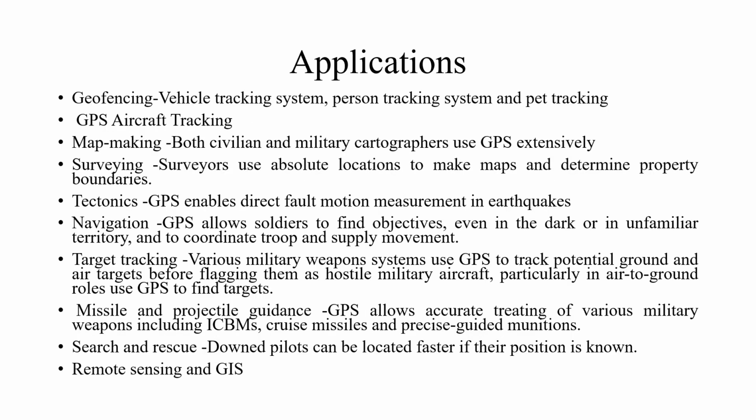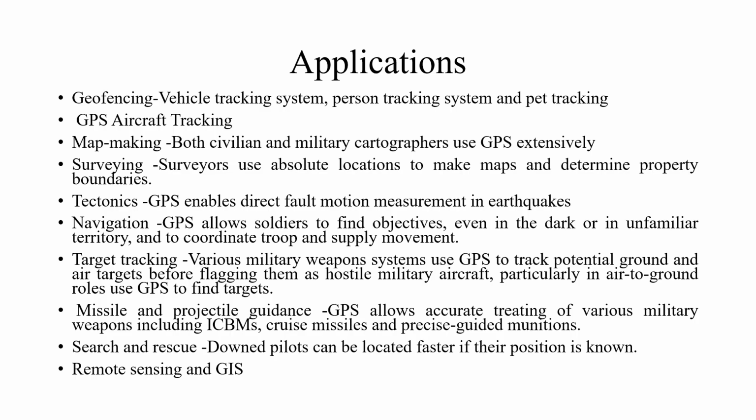Next, applications of this GPS. It is used for geofencing. Geofencing means vehicle tracking systems. Persons can track the system, and there is pet tracking, and GPS aircraft tracking. In map making, both civilians and the military use GPS extensively to identify locations. Surveying means the surveyors use absolute location to make maps and determine property boundaries. In tectonics, GPS enables direct fault motion measurement in earthquakes.